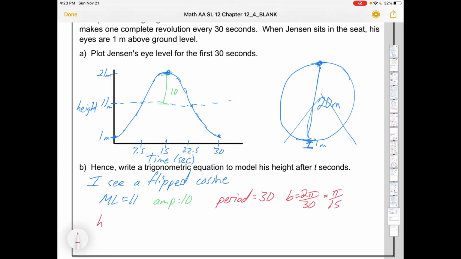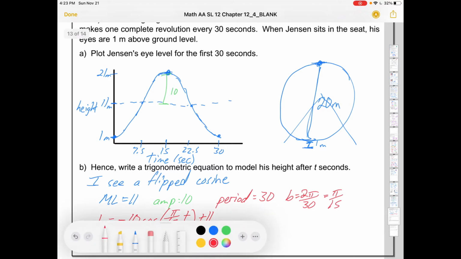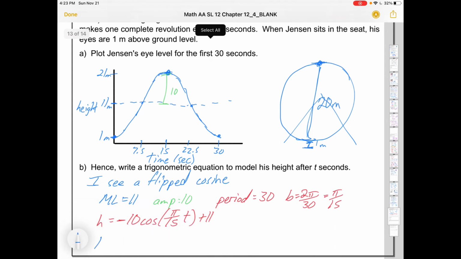His height, if I do it as a flipped cosine, is going to be negative 10 cosine pi over 15 t plus 11. Okay, no shift required on a negative cosine graph because it starts low. There are other possibilities, though, that you could choose. You could also have done it as a positive cosine graph. If that's the case, then you're interested in the x-coordinate of this max, which of course is 15. So it would be pi over 15, t minus 15, plus 11.